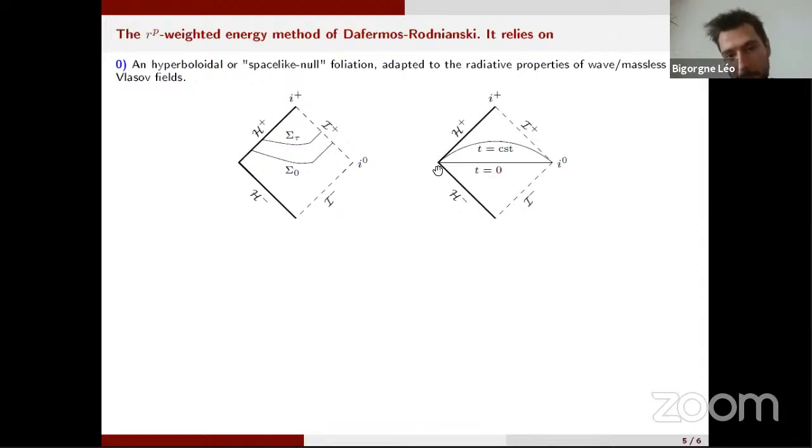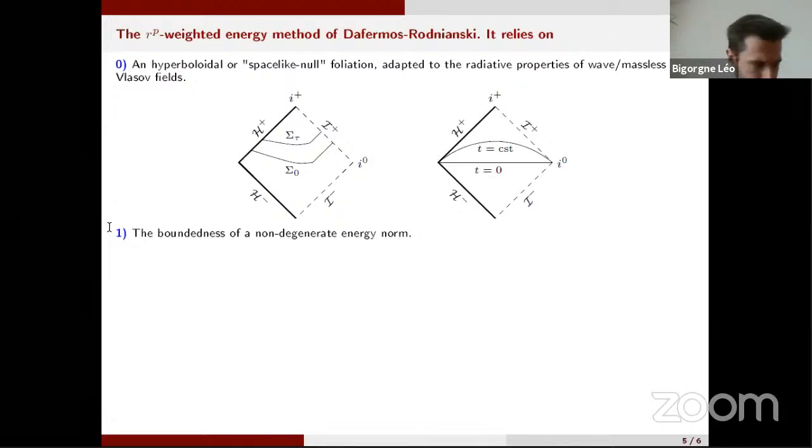And this has to be compared with a foliation by t equal constant hypersurfaces, where the energy fluxes through these hypersurfaces are preserved in time. So we cannot prove decay estimates for the energy flux through t equal constant hypersurfaces.